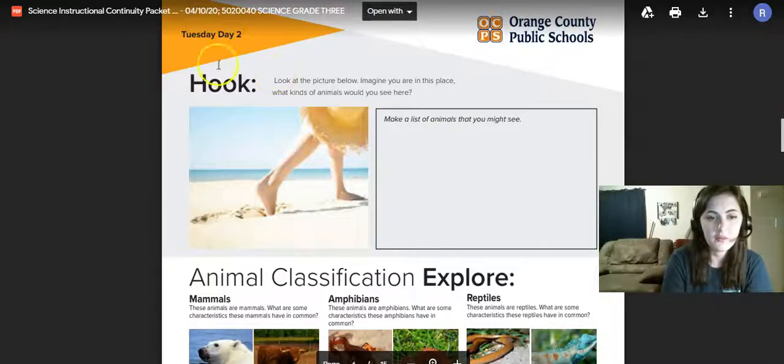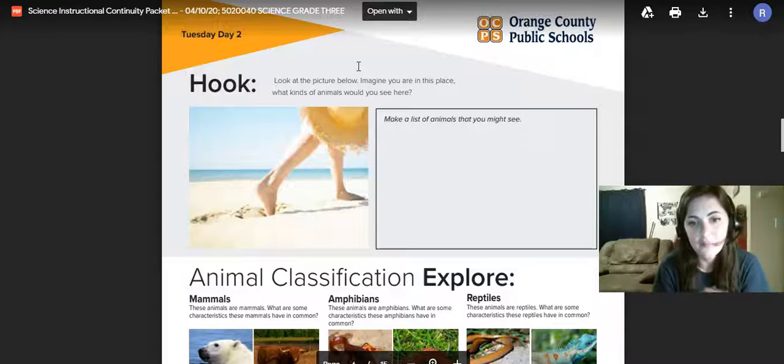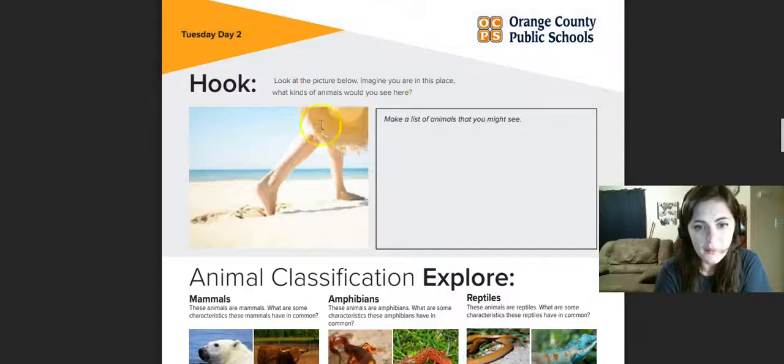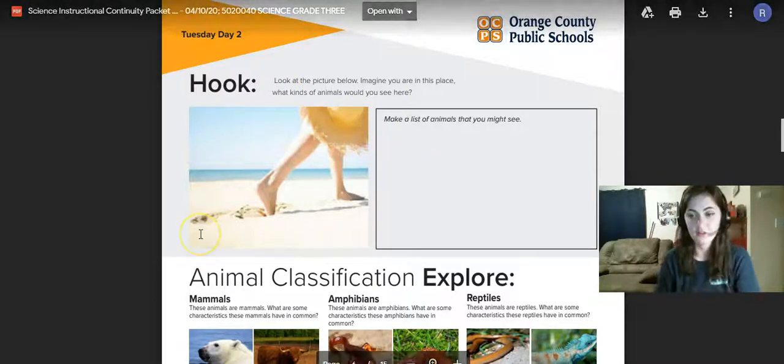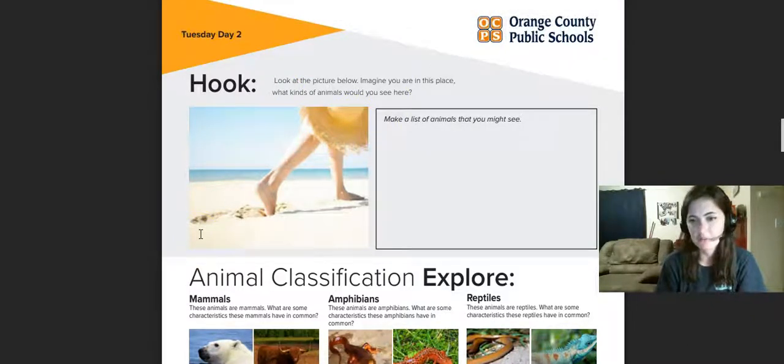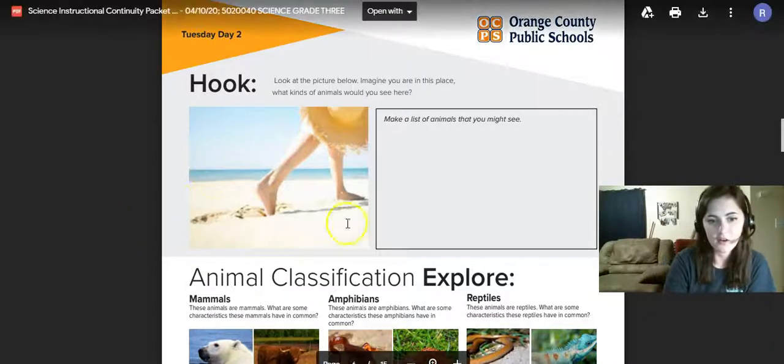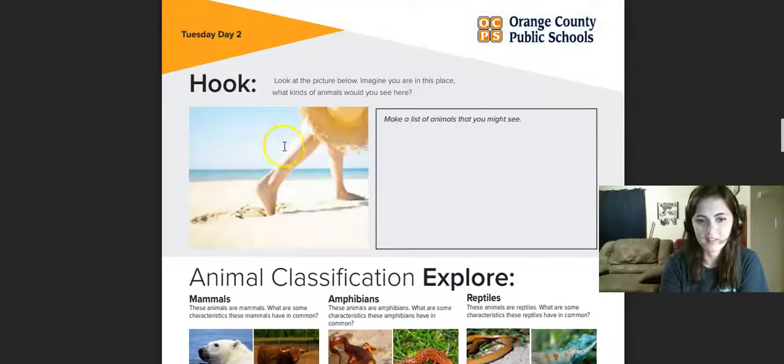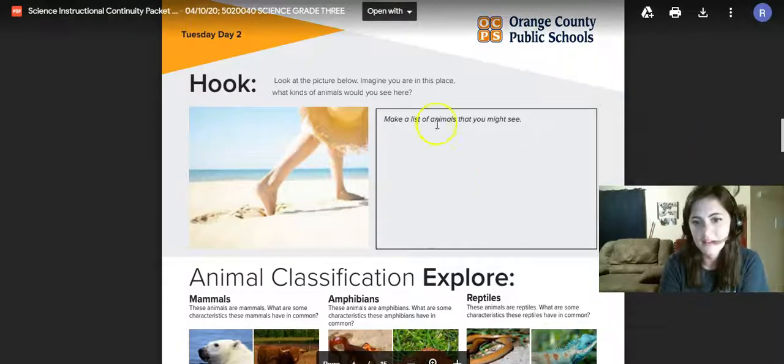So day 2, you have your hook. This means your introduction. It says, look at the picture below. Imagine you are in this place. So this is a beach. What kind of animals would you see at the beach? If you haven't been to the beach, think about there's a body of water, there's sand. Think about animals that live in the sand or near water like that. And just make a list of animals you might see there.